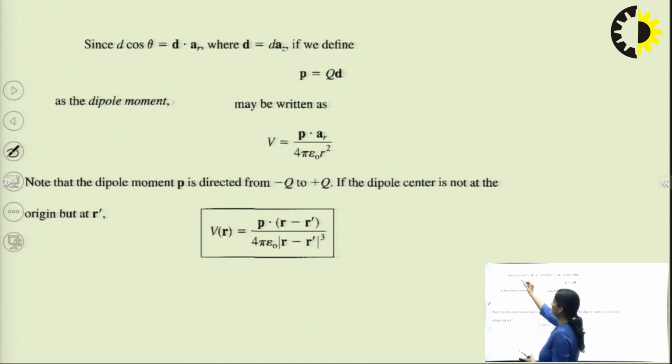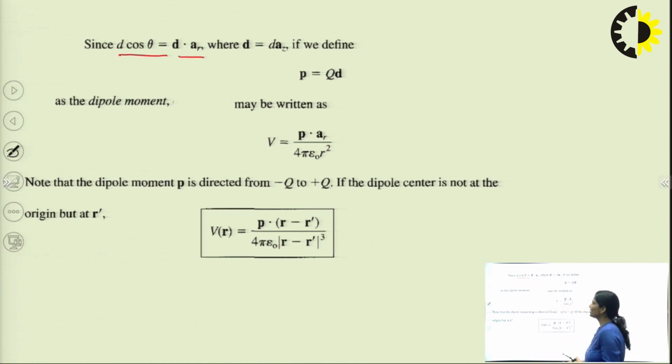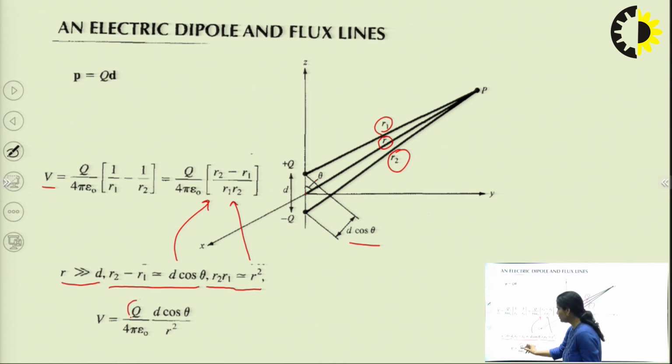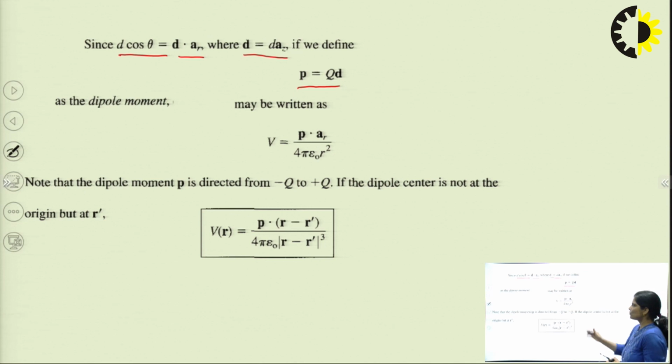Now here D cos theta is equal to what? D dot unit vector of R, where D is equal to D unit vector of Z, and we have done earlier that P is equal to QD. So put this value P is equal to QD in the previous equation, that is equal to QD cos theta upon 4 pi epsilon naught R square. So put the value of QD here, that is P. So write down here, your potential V is equal to P dot unit vector of R upon 4 pi epsilon naught R square.